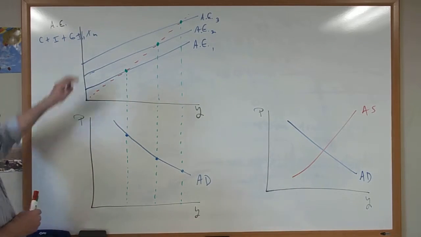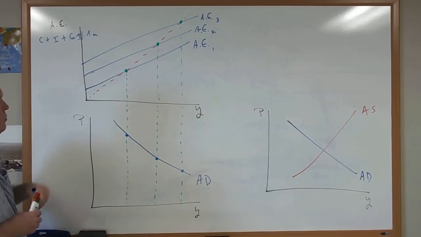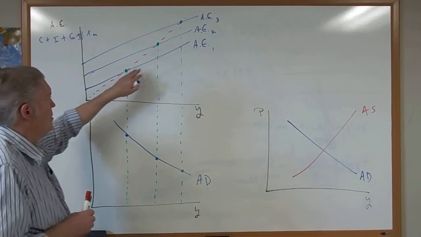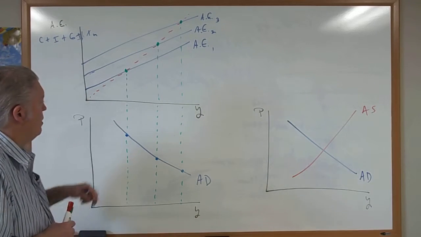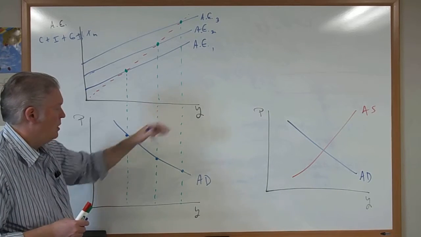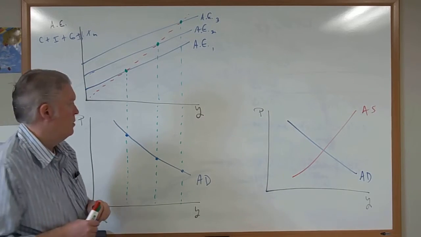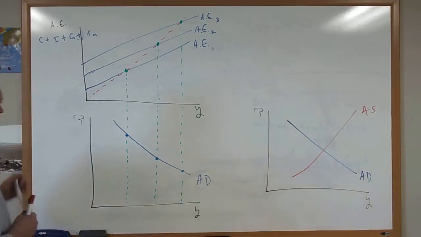And as a result of this, what do we have here? We have different levels of spending, which I'm going to call aggregate expenditures 1, 2, and 3, that correspond to different changes in equilibrium GDP at these particular levels.